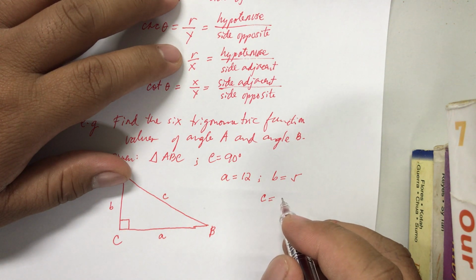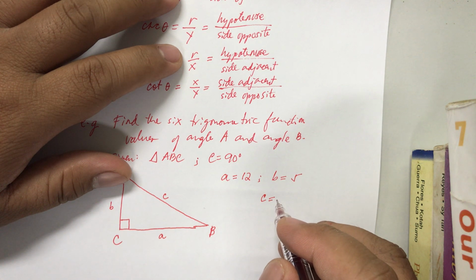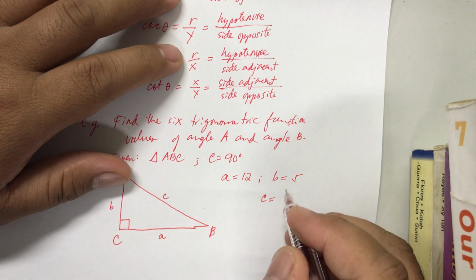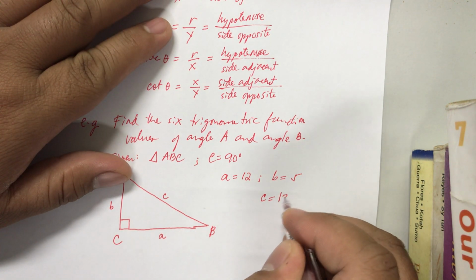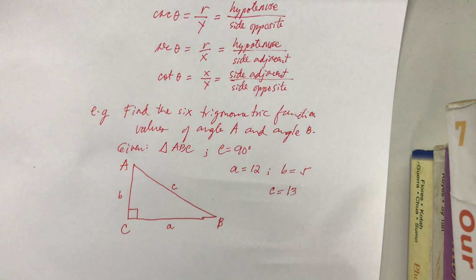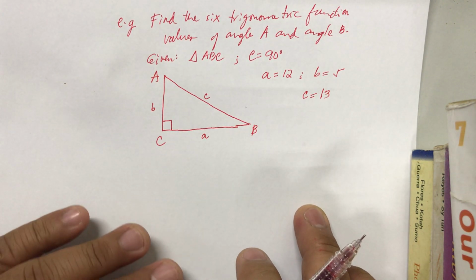Actually, the square root of 169 is positive 13 and negative 13. But of course, you will immediately discard negative 13 because c is the hypotenuse, and there is no such thing as a negative measure for the length of a side of a triangle. So it's always positive. So c is equal to 13. Okay. Do you follow? Now let's proceed.